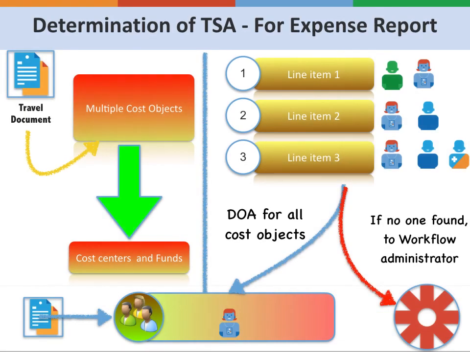Step 2 on the expense side is the determination of a TSA. The determination of a TSA is exactly the same as that of the determination of TSA on the travel request side. If there is a cost which has been added on the expense side, either to the same cost center or to a different cost center, the delegation of authority for either one single cost center or multiple cost centers is determined. If not found, it will be sent to the workflow administrator.